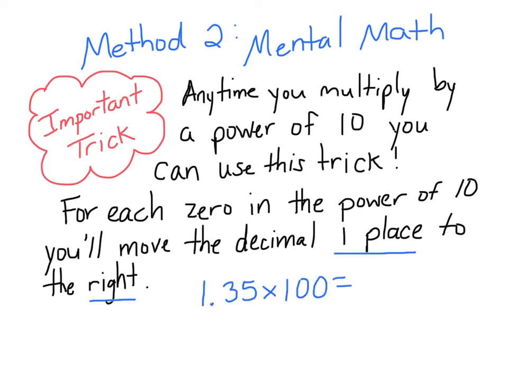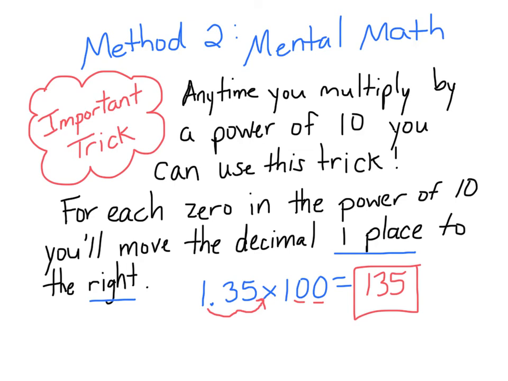So what that looks like is our original problem that we were doing with the dimes was 1 35 hundredths times 100. So there are 2 zeros in 100. So that means we're going to take this decimal and move it 2 places to the right, and then that would put us with the decimal at the end of the number right there. And you can see that that's exactly what we got on method 1 without all of the extra zeros.